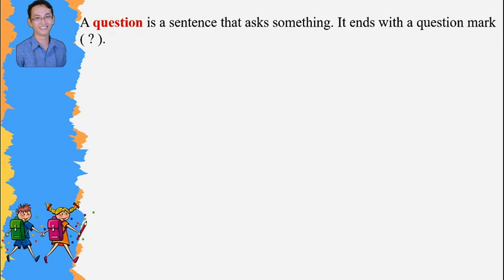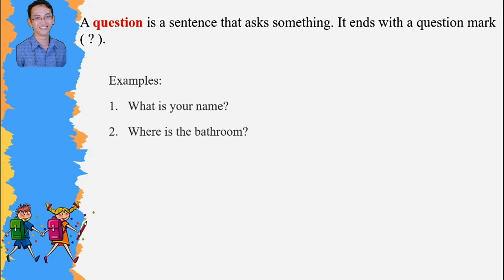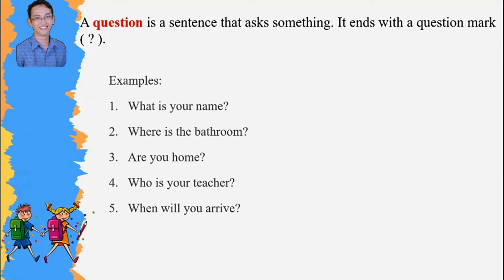Let me present to you another type of sentence, and that is question. A question is a sentence that asks something. It ends with a question mark. Examples. What is your name? Where is the bathroom? Are you home? Who is your teacher? When will you arrive? How are you? These 6 questions start with a capital letter and end with a question mark.